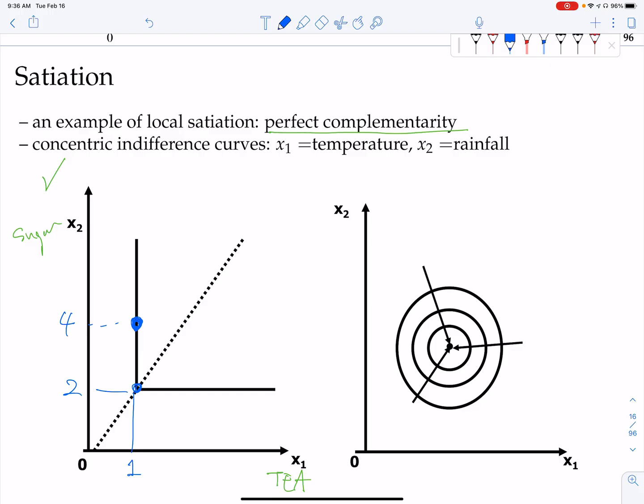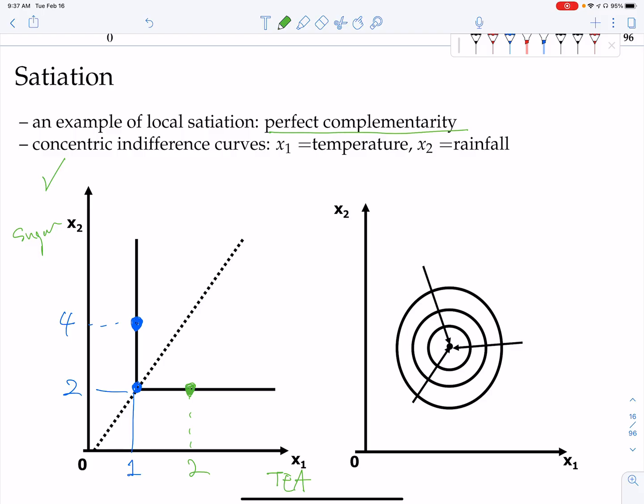So in that sense, these two blue points will give you the same happiness. If you think of this green dot, it's a similar story. At the green dot, you have 2 units of the tea and 2 units of sugar, right? But you need only the perfect ratio, 1 unit of the tea and 2 units of sugar.